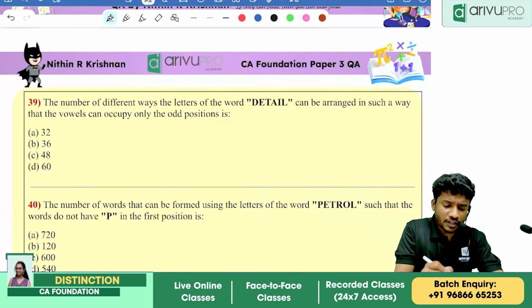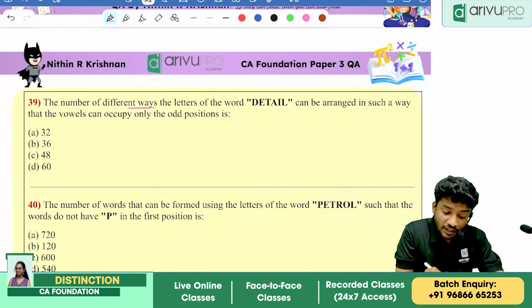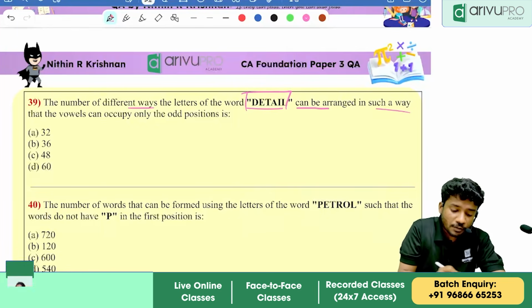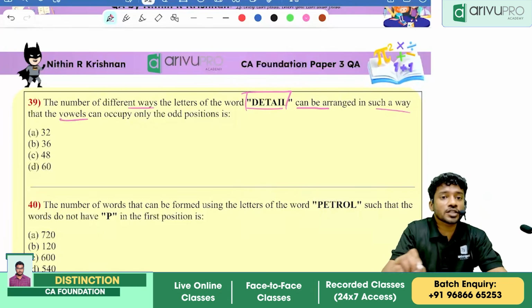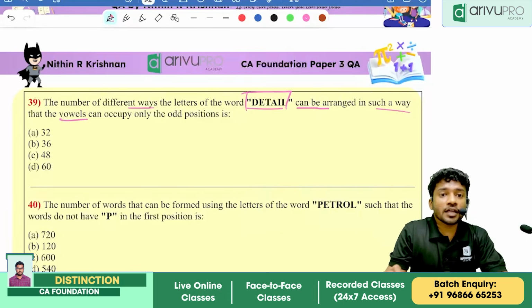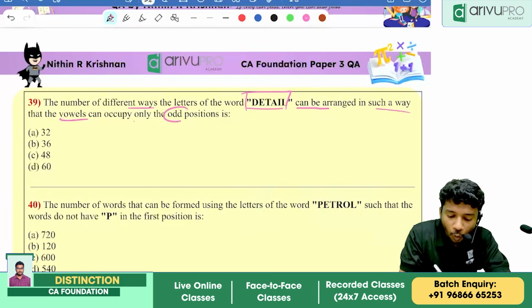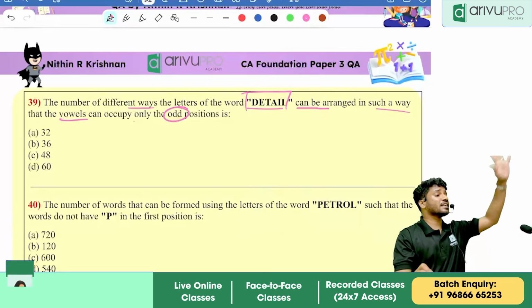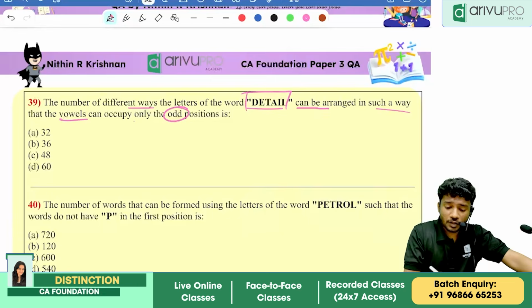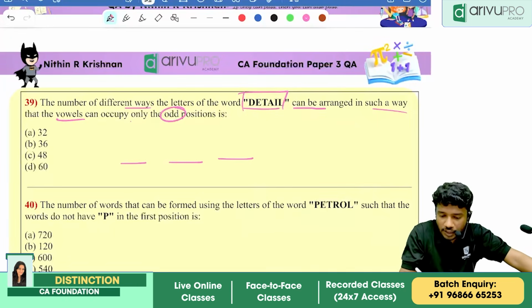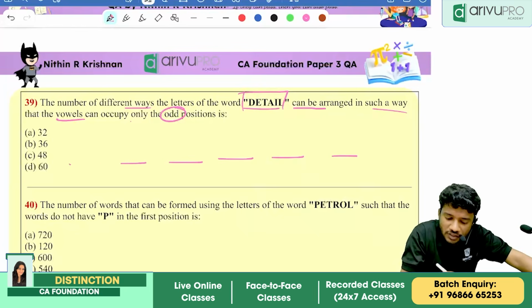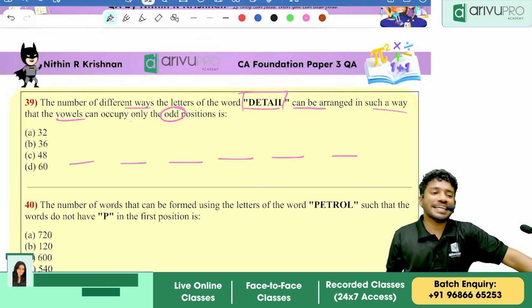The number of different ways the letters of the word DETAIL can be arranged such that the vowels, which are the vowels? A, E, I, O, U. You know that, right? Vowels only occupy odd positions. First of all, DETAIL has how many letters? 1, 2, 3, 4, 5, 6 letters are there in total.